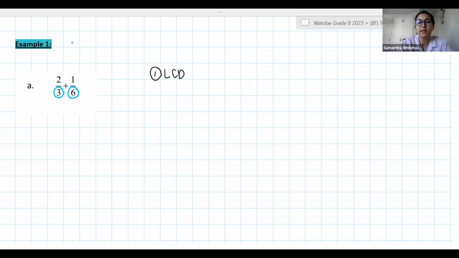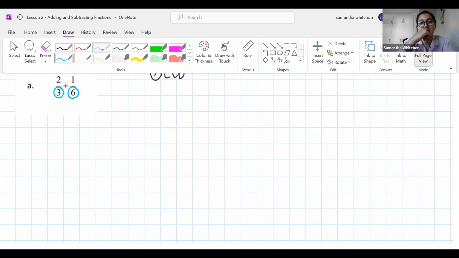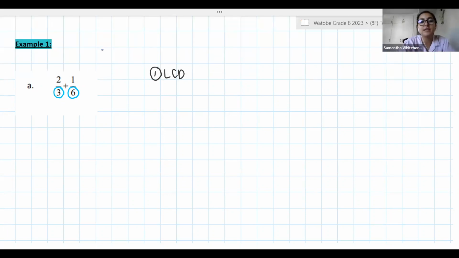The smallest number that they can both divide into. Okay, guys. Let's go, my people. Let's see what this actually means. When I'm saying the smallest number that they can divide into, I want a number that I can divide by 6 with no remainder. And I want that very same number that I can divide by 3 with no remainder. That is essentially what an LCD is.